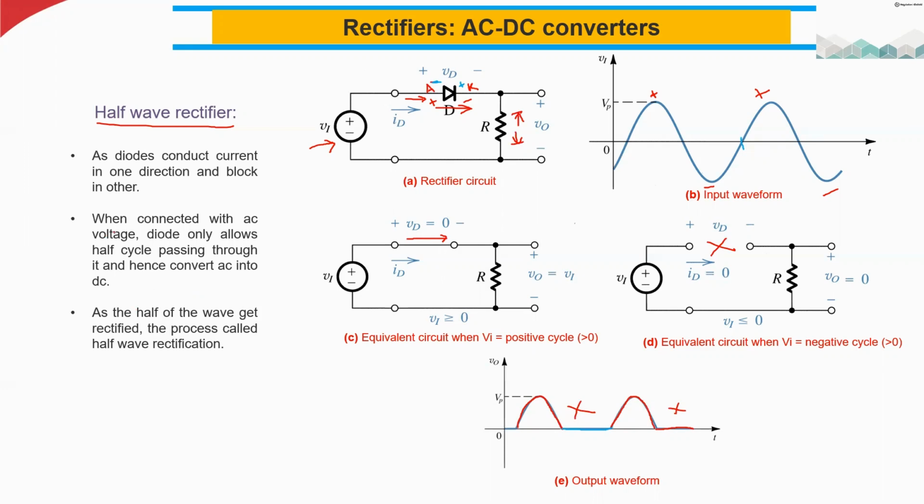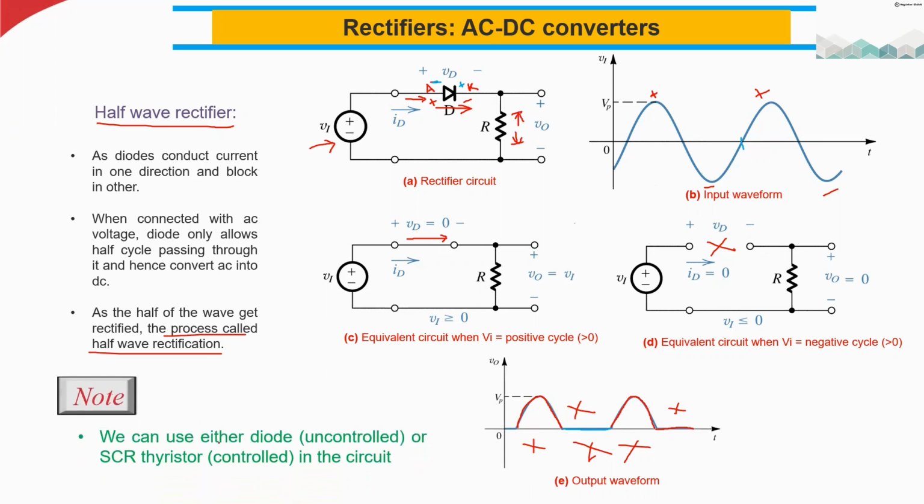You can see here, when connected with the AC voltage, the diode only allows half cycle passing through it and hence converts AC into DC. Now you see here the voltage is only on the positive side. There is no voltage on the negative side at all. So it's becoming a direct current now, but it's not a pure direct current. It's a pulsating direct current. As half of the wave gets rectified, this process is called half wave rectification.